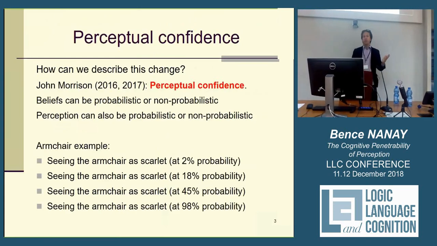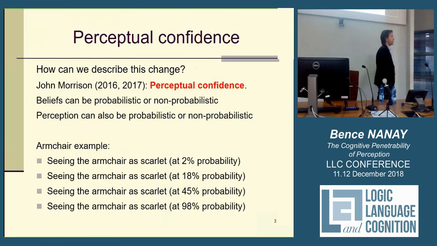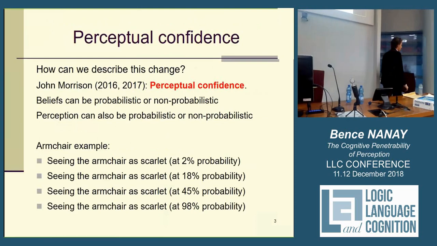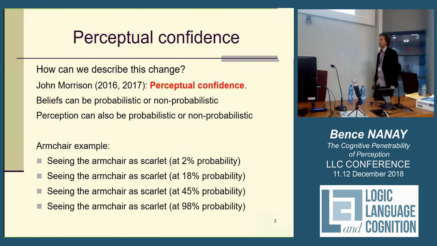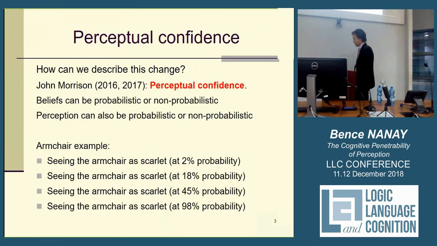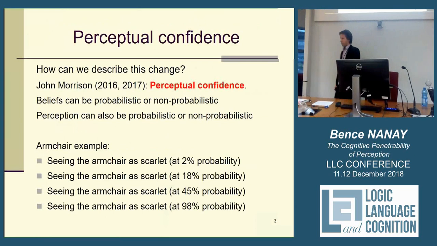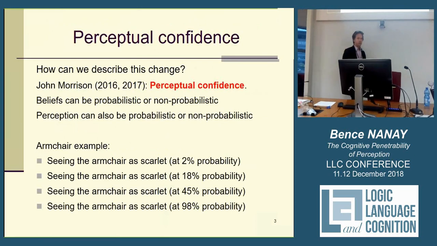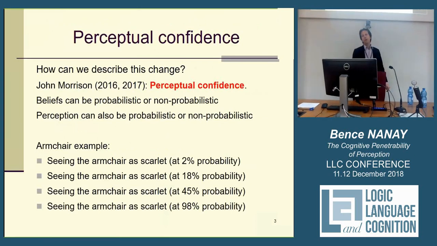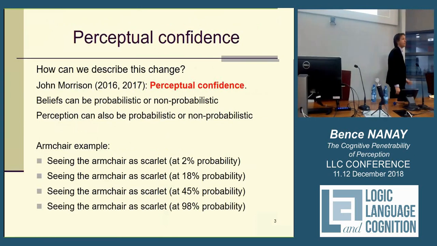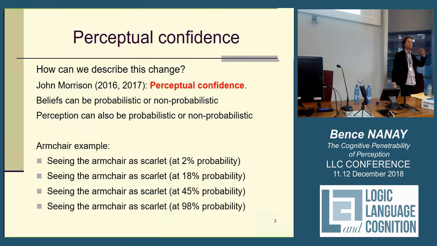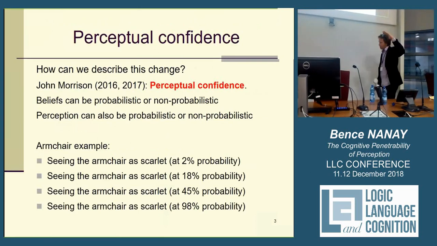So how can you describe this change? One way, studied by John Morrison, and Dr. Jesse Munton and Rachel Benson were also writing really important papers about it, is that what changes is your perceptual confidence. So your perceptual confidence in the armchair's being of a certain shape gets higher.